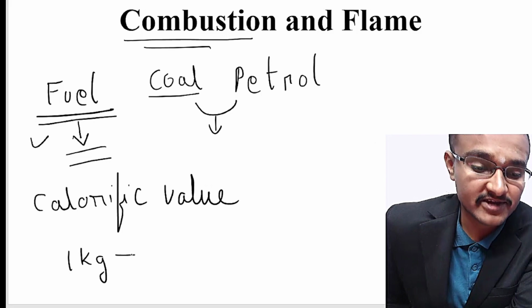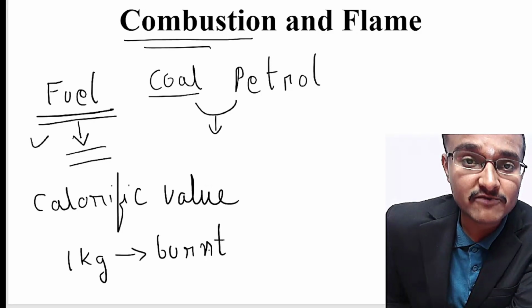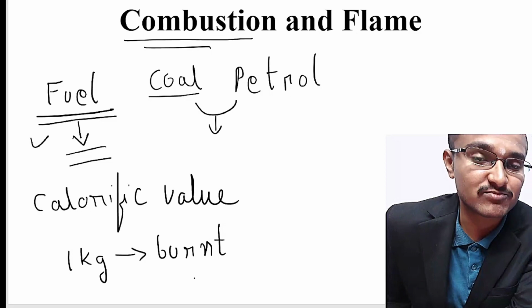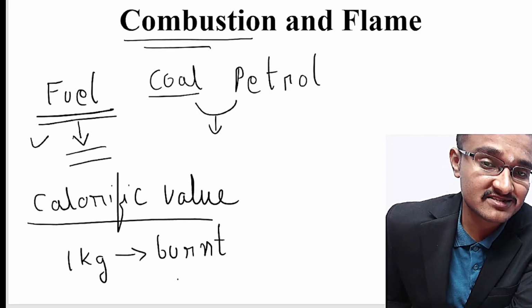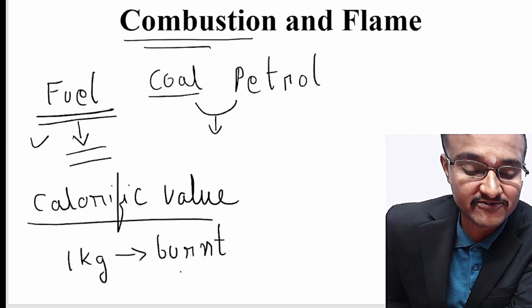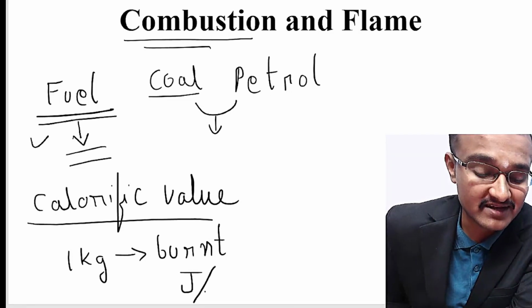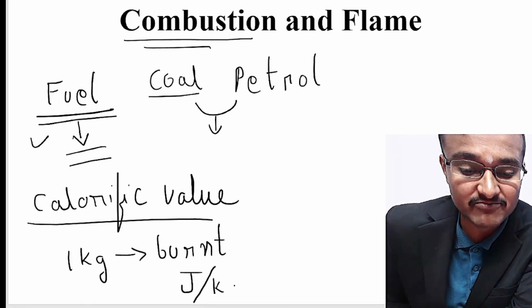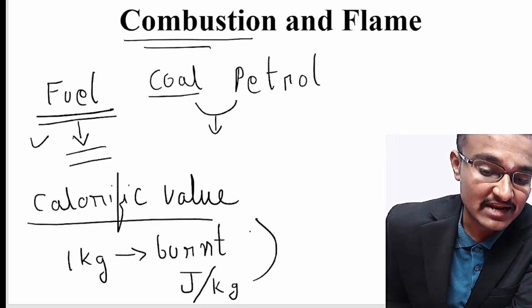When 1 kg of fuel is burnt completely, the amount of energy it releases into the atmosphere is known as calorific value. The energy released when you burn this kind of fuel is indicated in the SI unit joules. So how many joules of energy are released after burning 1 kg of a substance is the calorific value of that particular substance.